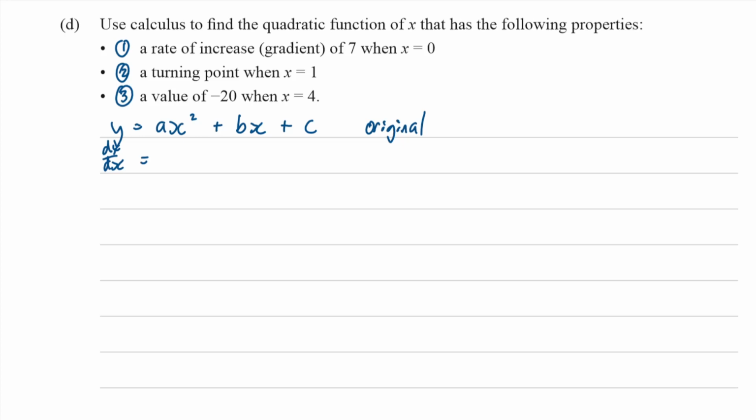So to get the gradient function, we differentiate. So 2 multiplies out the front to give 2 times a. We subtract 1 from the power, which just leaves us x to the power of 1. The derivative of plus bx is plus b, and the derivative of plus c is 0. Right, and that is our gradient function.